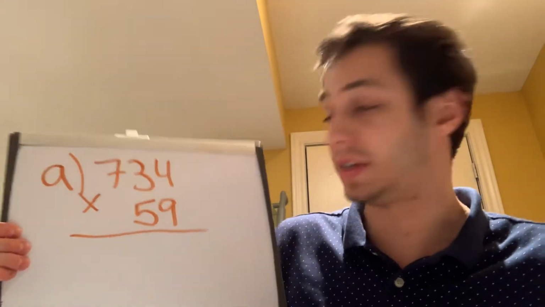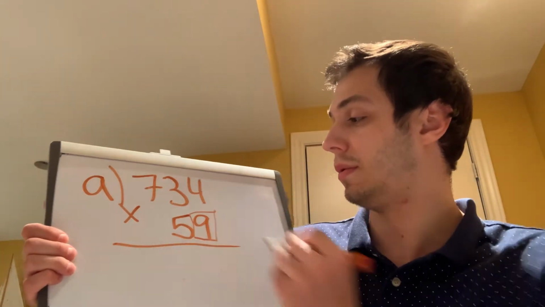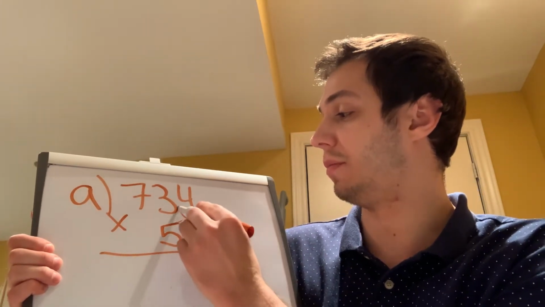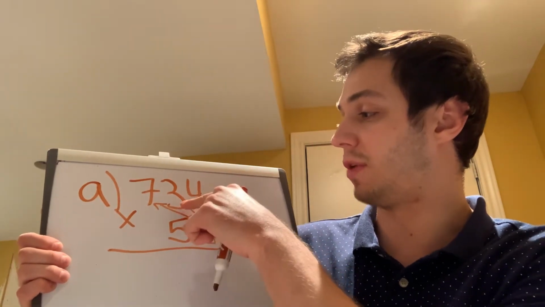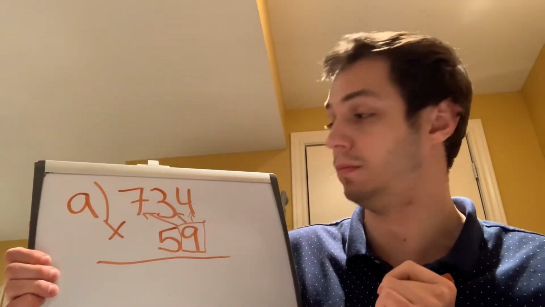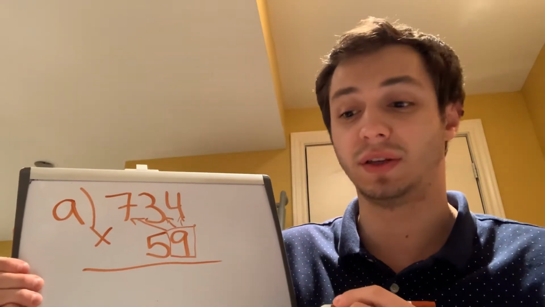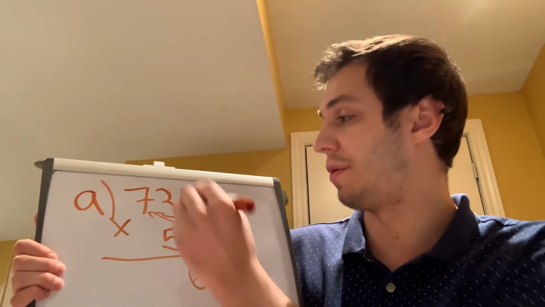So our first step is going to be to look at this 9. And I'm going to multiply this 9 with all of the top numbers. I'm going to multiply the 9 with the 4, the 9 with the 3, and the 9 with the 7. Right, so 9 multiplied by 4 gives us 36. I'm going to put my 6 down here and carry over my 3.